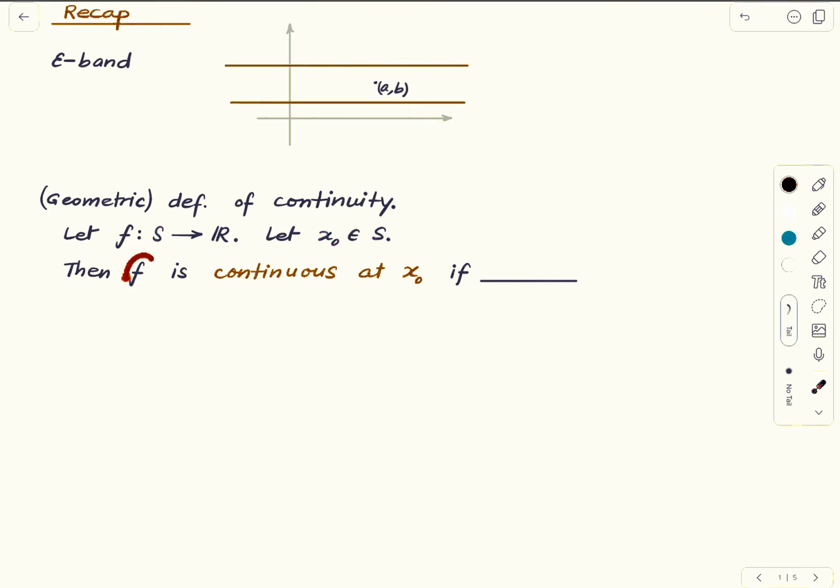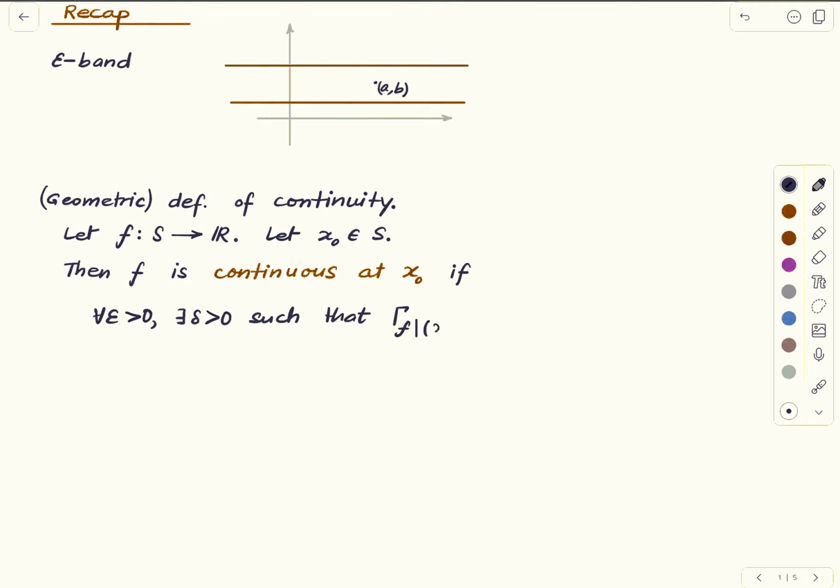Then we defined the function f to be continuous at the point x0 if the following happens. If for all epsilon greater than 0, there exists delta greater than 0 such that the graph of the restriction of f to this delta neighborhood is contained in the epsilon band about the point (x0, f(x0)).